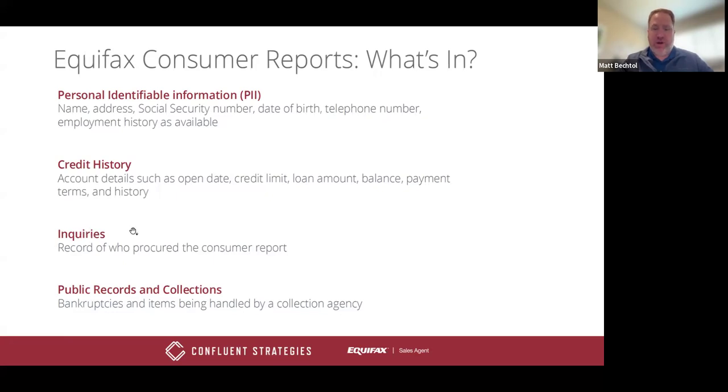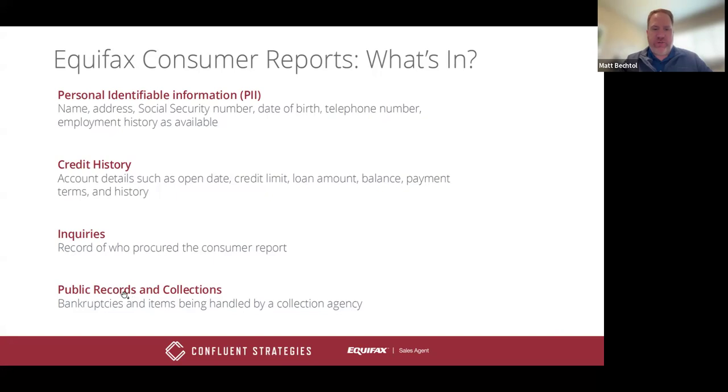You're going to see inquiries. These are going to be hard inquiries made by other creditors because those stay on the report for up to 2 years. And that's just going to show you other institutions, lenders that have viewed that consumer's credit report, whether or not always as a result of that consumer or member applying for a loan.